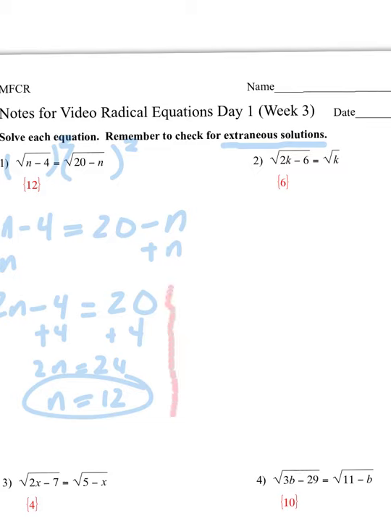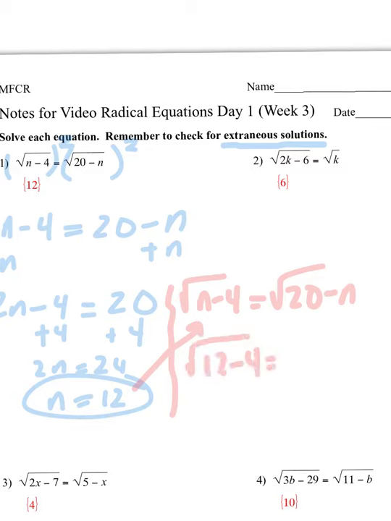You're going to have the square root of n minus 4 equals the square root of 20 minus n. So we're going to replace the n with 12. So it would be the square root of 12 minus 4 equals the square root of 20 minus 12. So that would be the square root of 8 equals the square root of 8. So we know that's the same thing, so 12 does in fact work.